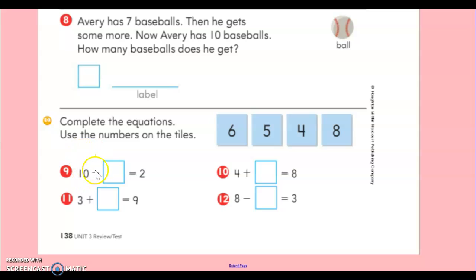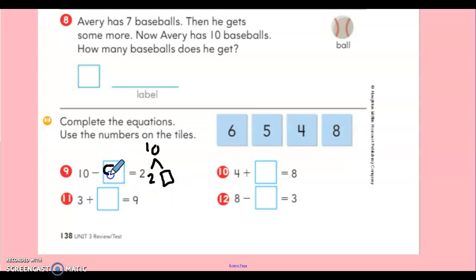Okay, we have 10 take away what will give us 2. Okay, we know that since this is subtraction, our total is at the beginning. So if we really needed to, we could make a mountain of 10, 2 and the unknown. Okay, so you would grab 2 and get up to 10. 2, 3, 4, 5, 6, 7, 8, 9, 10. Check your fingers. How many fingers do you have up?